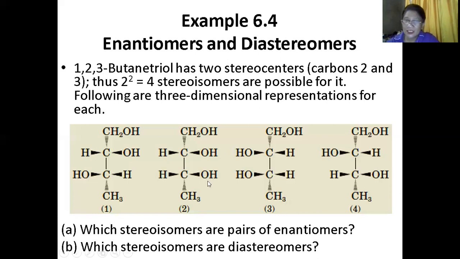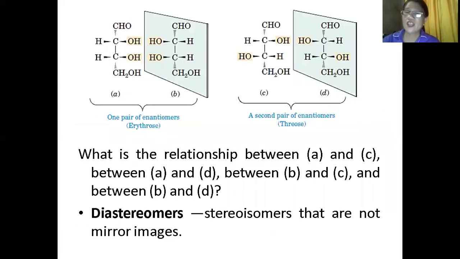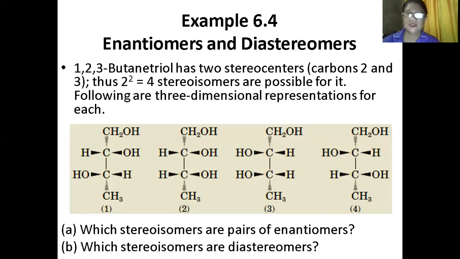This one is okay, it is a mirror image at carbon 3. But carbon 2, it's not a mirror image with 2 because your OH should be here on top. This will be HO here. That is what is meant by diastereomers and enantiomers. Enantiomers, they are mirror images, while diastereomers, they are not mirror images. Stereoisomers that are not mirror images. Okay.